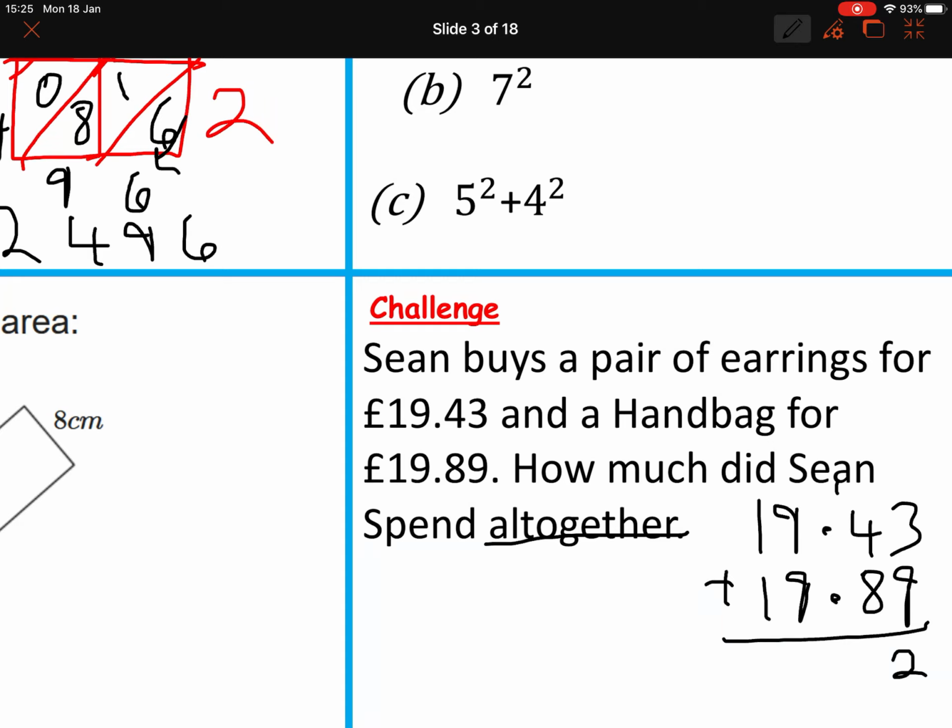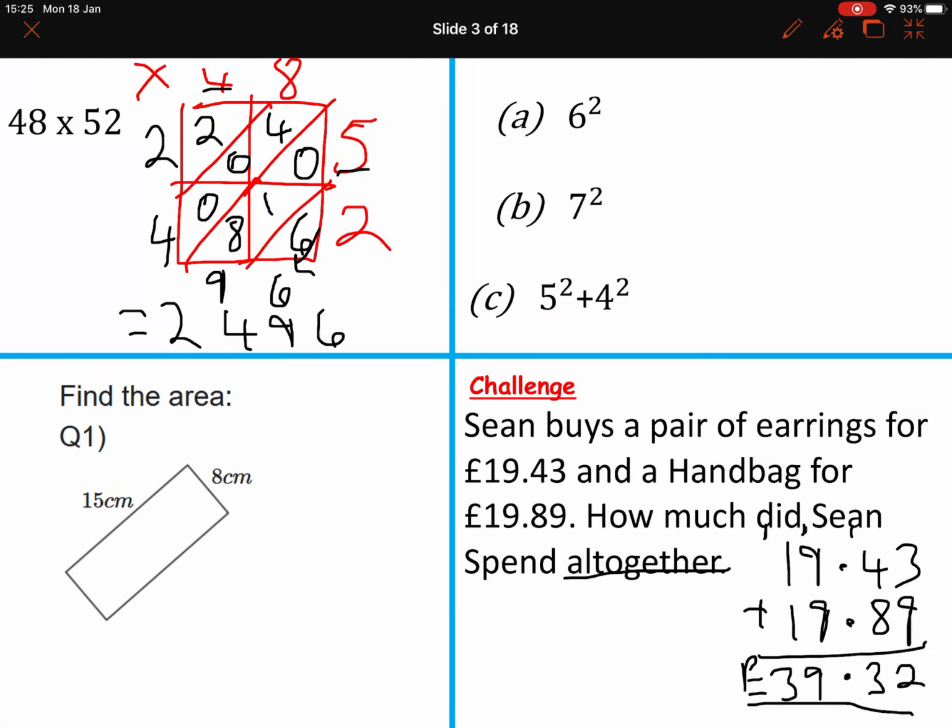A column method would be sufficient for that. Adding 3 onto 9 will give you 12, so I'll put 2 down there and carry 1 upstairs. 8 plus 4 is 12, add the 1 is 13, so 3 there, carry the 1 upstairs. 9 plus 9 is 18, plus the 1 is 19, so 9 goes there, carry the 1 upstairs, and 1 plus 1 is 2, add another 1 is 3. Okay, now because we're dealing in money, we're not going to forget the pound sign. Your answer is £39.32.